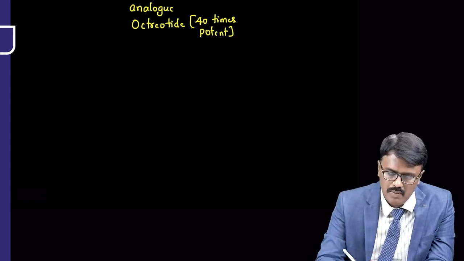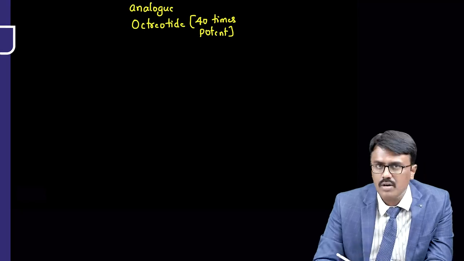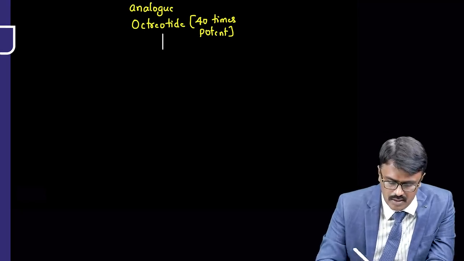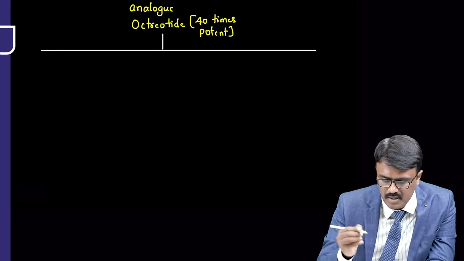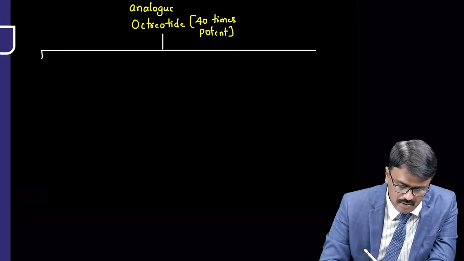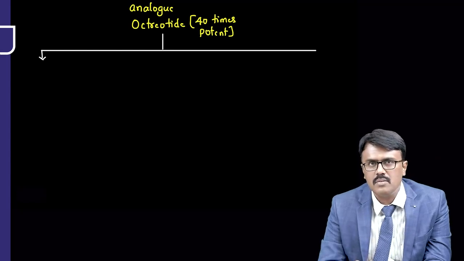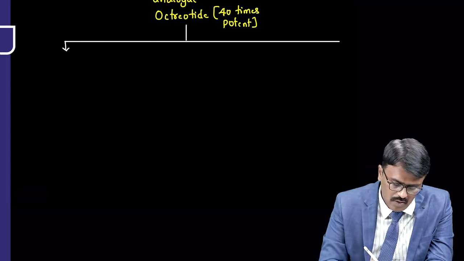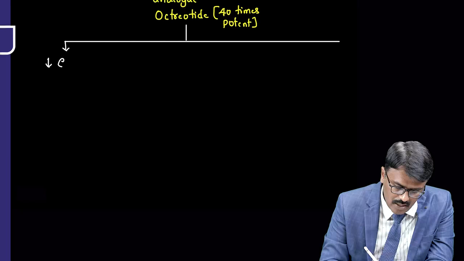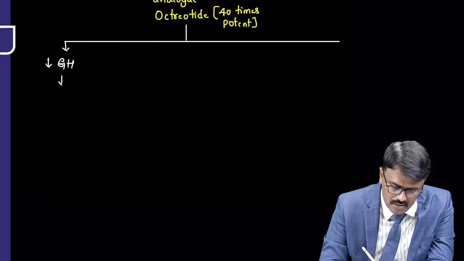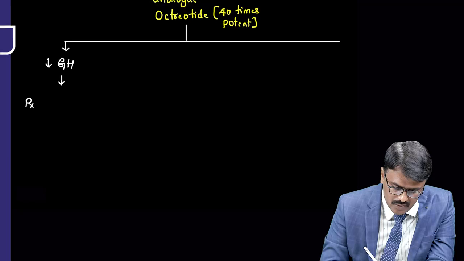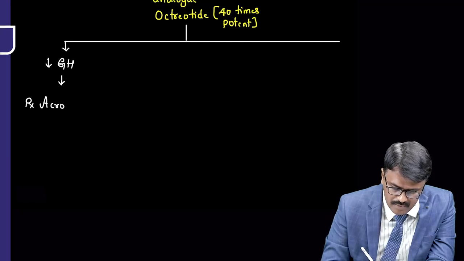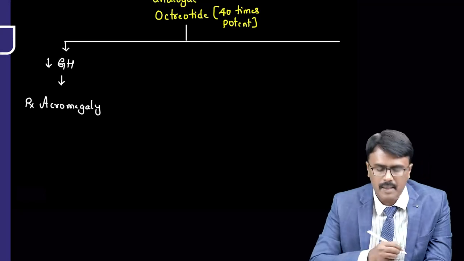Now, the questions will be asked mainly on octreotide, where to use it, and let us understand the concept here. Octreotide, remember, is like somatostatin. So whatever somatostatin does, octreotide will do that. So obviously it decreases the growth hormone. In which condition can I use it? Just now we discussed that it is used for acromegaly.